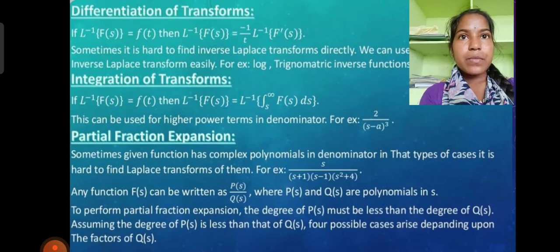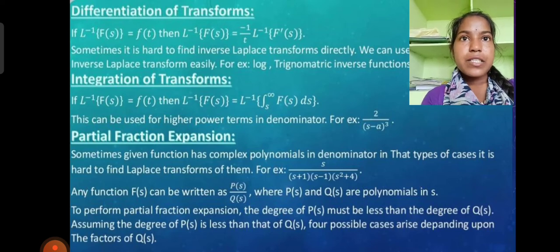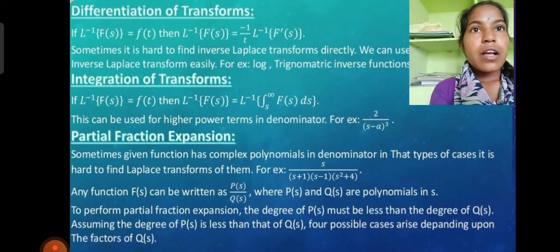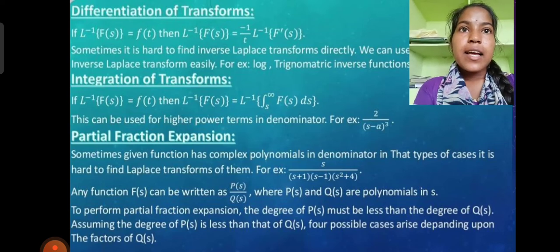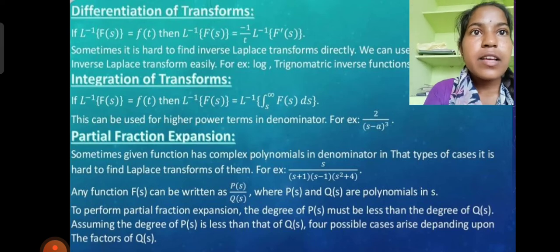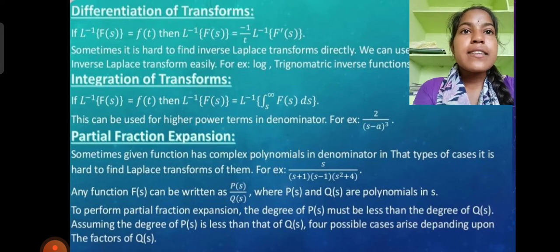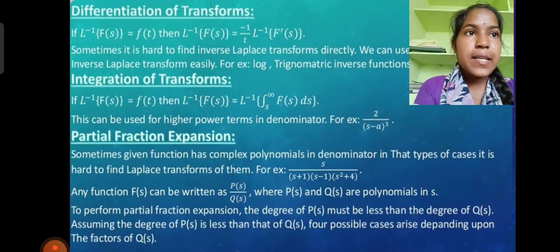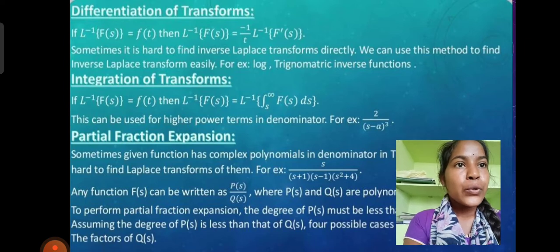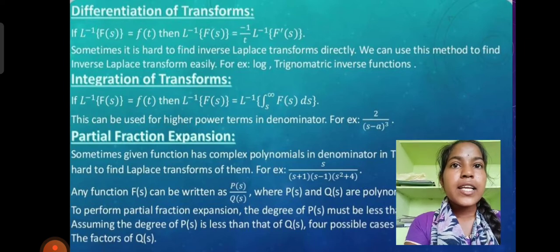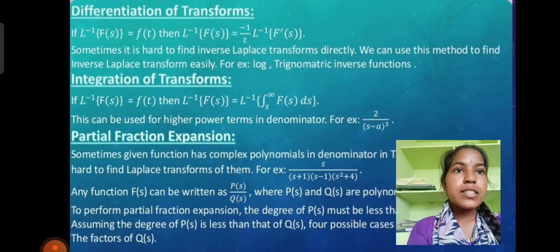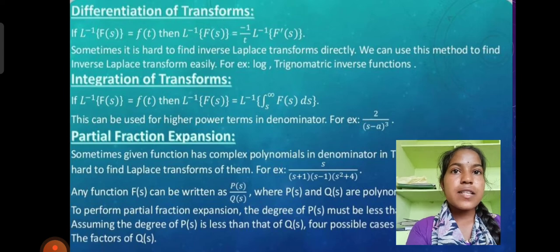Differentiation of transforms. If Laplace inverse of F of s is equal to f of t, then Laplace inverse of F dash of s is equal to minus t times f of t, that is, f of t equals minus 1 by t times Laplace inverse of F dash of s. Sometimes it is hard to find inverse Laplace transforms directly. We can use this method to find the inverse Laplace transform easily, for example, for log and inverse trigonometric functions.